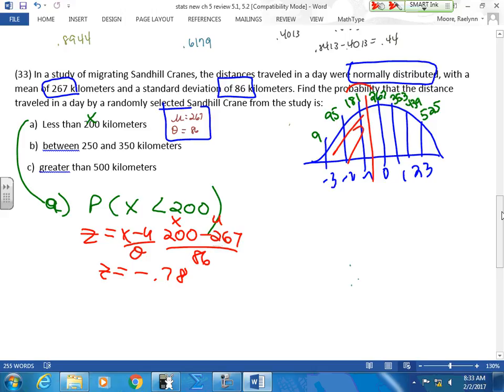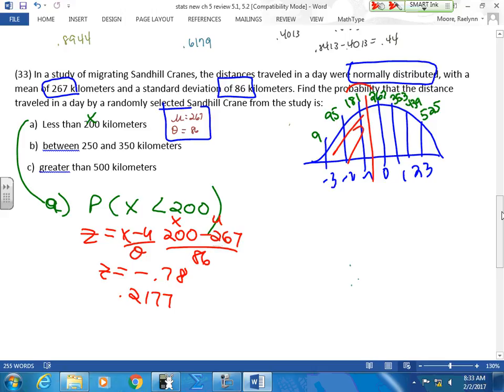Am I done? No. Nope. What do I do now? I find the area. I look up on my table. Remember, z-score positions round to 2 decimals, because all your table gives you is 2 decimals. And I get 0.2177. And you can leave it just like that. Just give me the 4 positions. If you do it on your calculator, give me 4 decimal positions for your area.